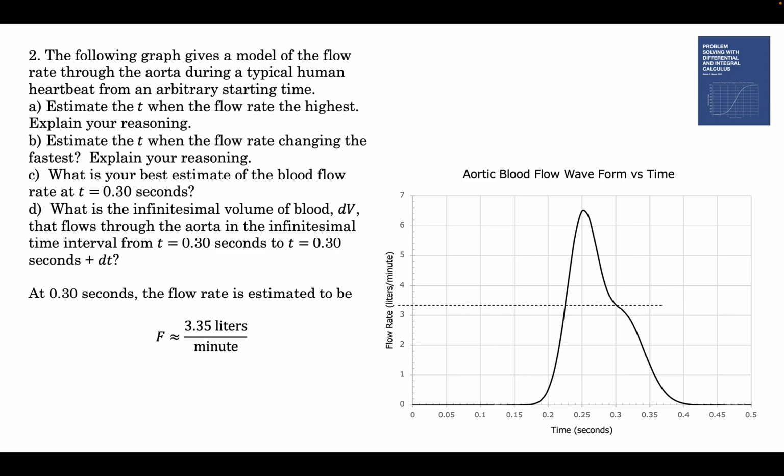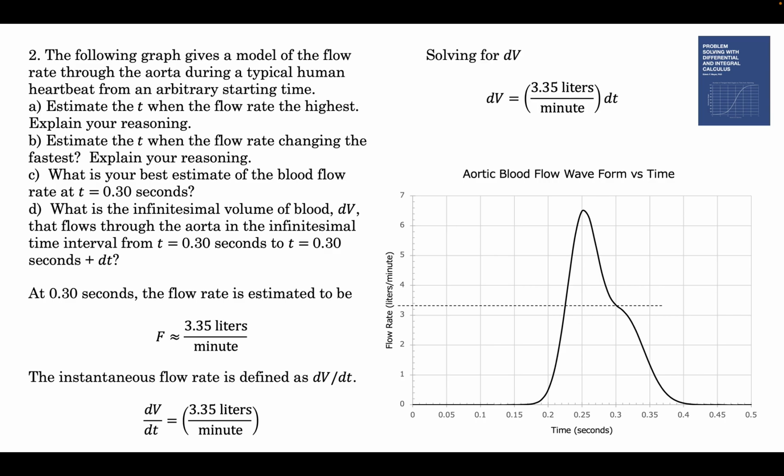The flow rate is dV/dt. That's the definition of the instantaneous flow rate: dV/dt. So dV/dt at 0.3 seconds is about 3.35 liters per minute. We want dV, so we solve for dV. dV is the flow rate times the time. At 0.3 seconds, the flow rate is 3.35 liters per minute. That's problem 2.